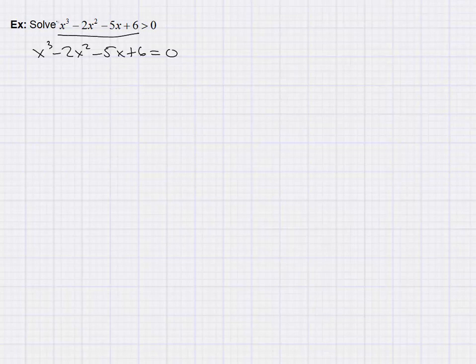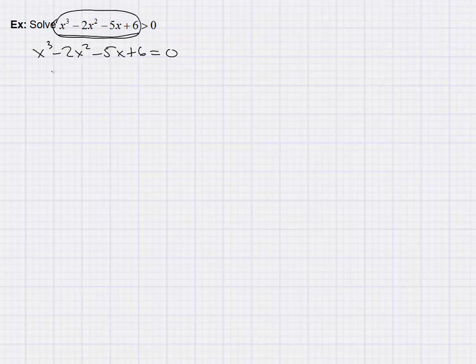But remember, what are we looking for here? We're trying to make this polynomial greater than 0. So the solution should be all the x's that, when I plug them in, make this thing positive. But first we're going to find the zeros. So it's a polynomial equation. The way you find the zeros is you have to factor.